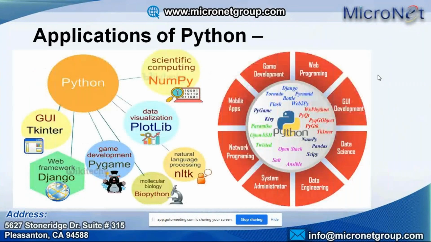Now, these are the applications. For example, for scientific computing, we will use NumPy. For data visualization, we will use Plotly. For natural language processing, NLTK. For game development, we'll use Pygame. For web frameworks, we'll use Django, and we have something called Flask also. For GUI applications, we will use Tkinter. So this is all about the applications.